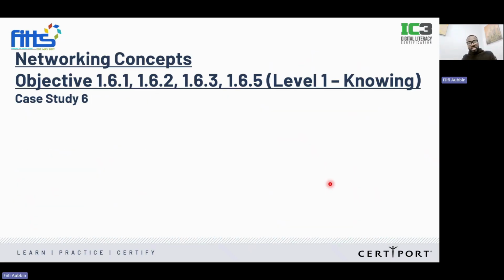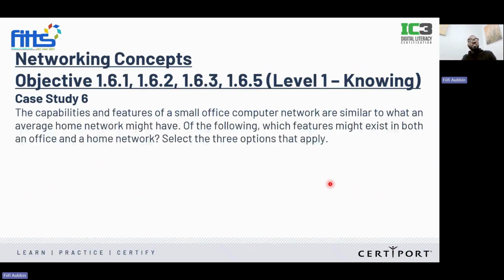So let's look at this case study just to crown it all. The capabilities and features of a small office computer network are similar to what an average home network might have. Of the following, which features might exist in both an office and a home network? Select the three options that apply.